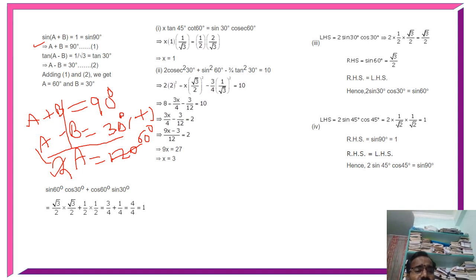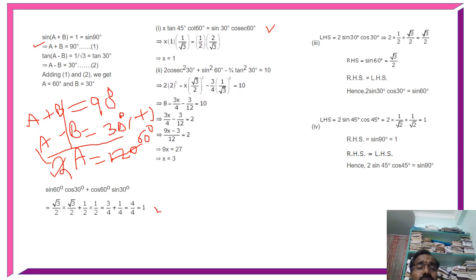And one more question is given: find the value of sin 60 cos 30 plus cos 60 sin 30. We know the values, substitute, simplify. We got 3 by 4 plus 1 by 4. Simplification gives 1.